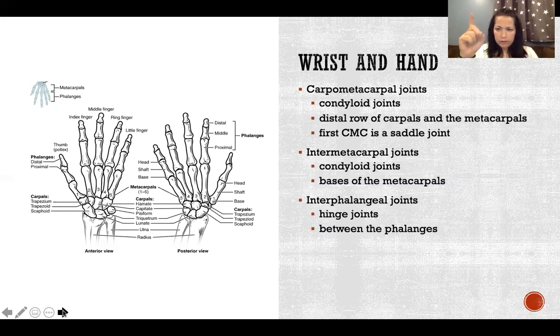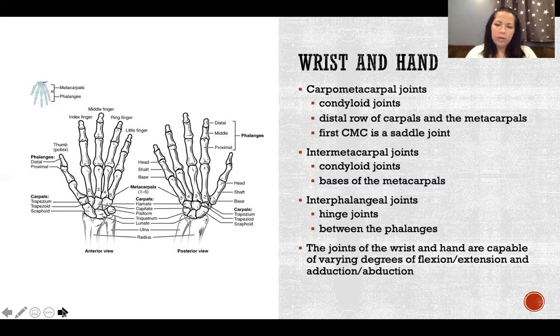Those are all the articulations between each phalange. The joints of the wrist and hand are capable of varying degrees of flexion, extension, and add and abduction. So the hinge joints, the interphalangeal joints, those are all hinges. And you know what we're missing here are the metacarpophalangeal joints. Those are the articulations between the metacarpals and the phalanges. Those are also condyloids. So where we can go like this, that's add and abduction of the metacarpophalangeal joints, and then flexion, extension of the metacarpophalangeal joints.